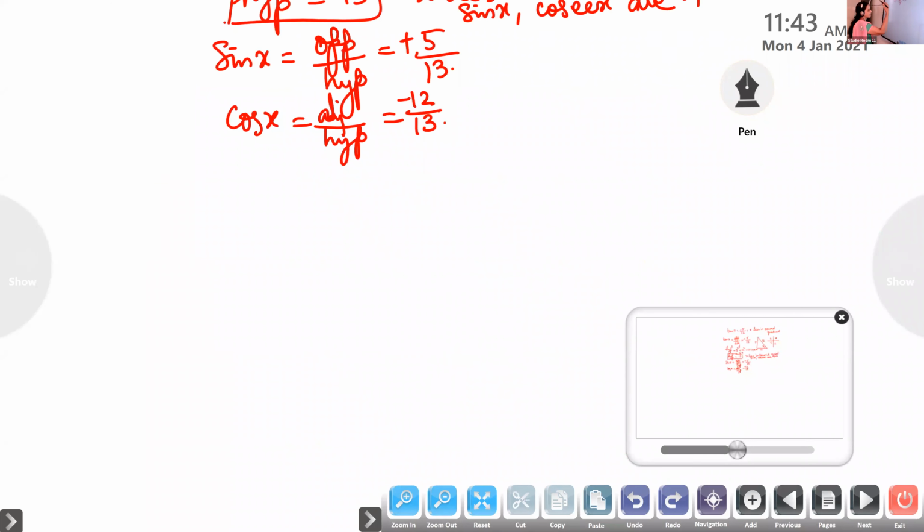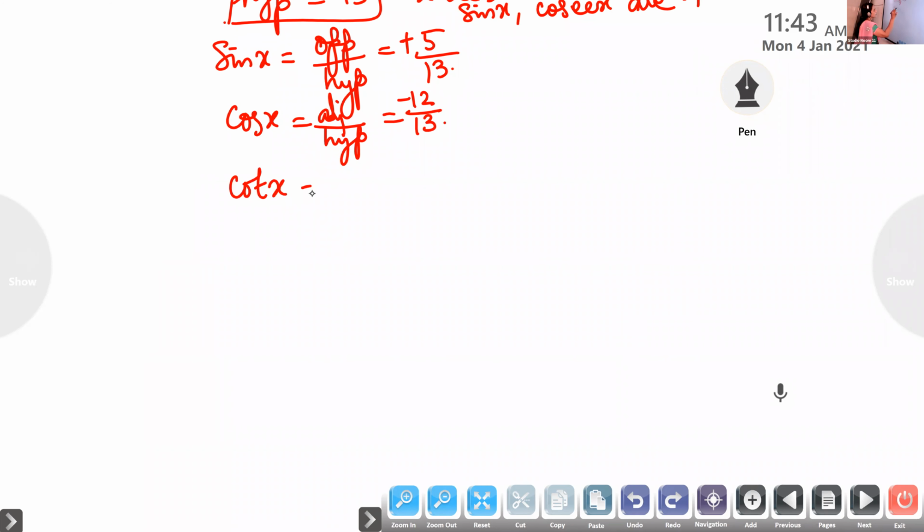Then tan x already it is given. Now write what is cot x. Tan x is given as minus 5 by 12. So it will be cot x. Cot x is just the reciprocal of tan, isn't it? So it is minus 12 by 5.